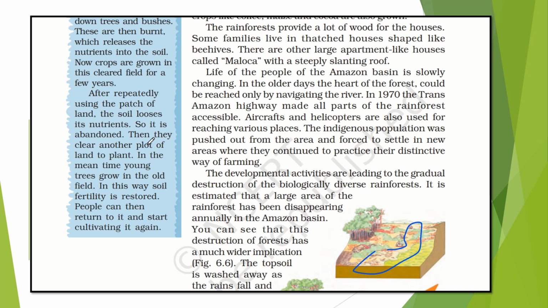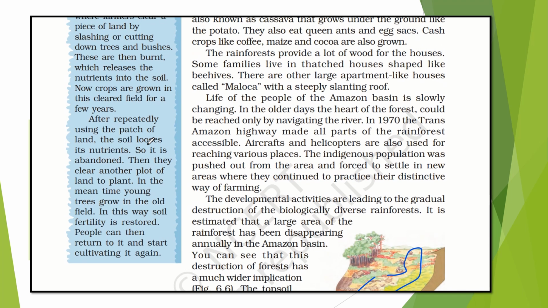In the meantime, young trees grow in the old field. In this way, soil fertility is restored. People can then return to it and start cultivating it again. So this is their cycle of using the same land.